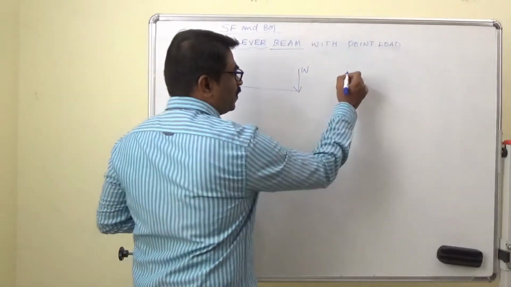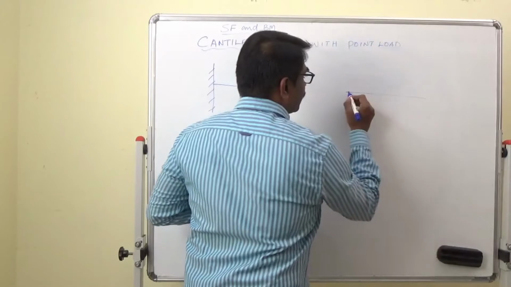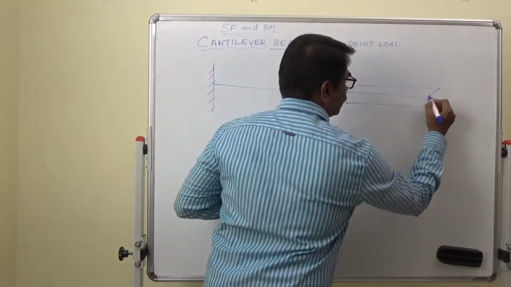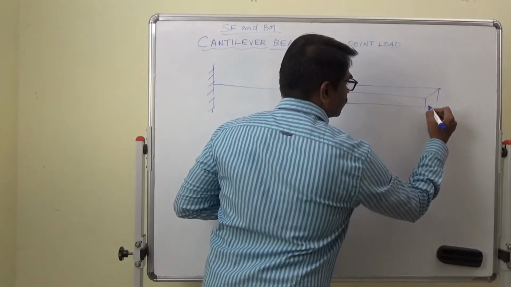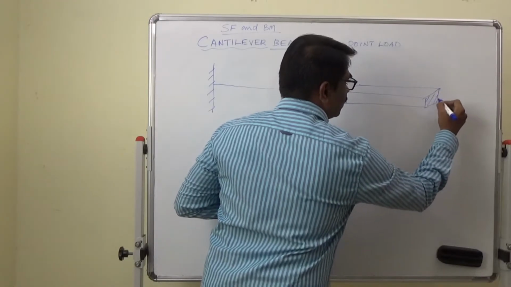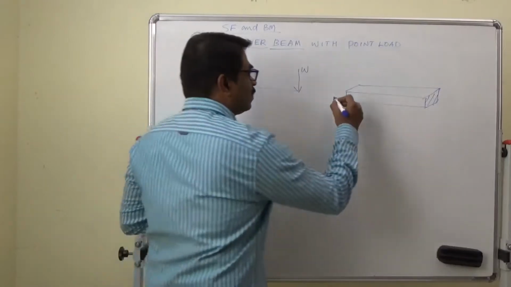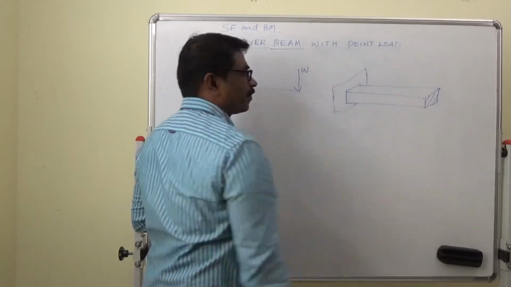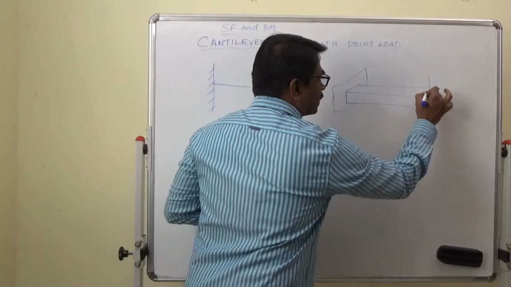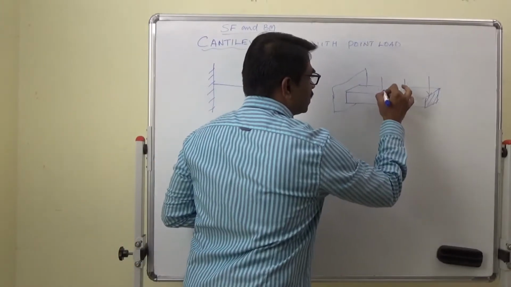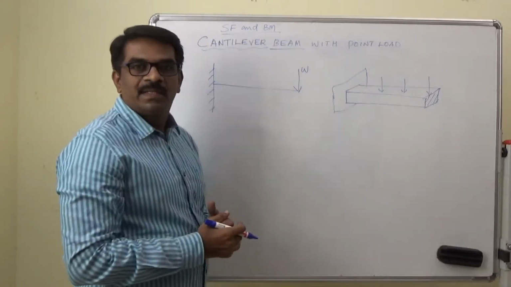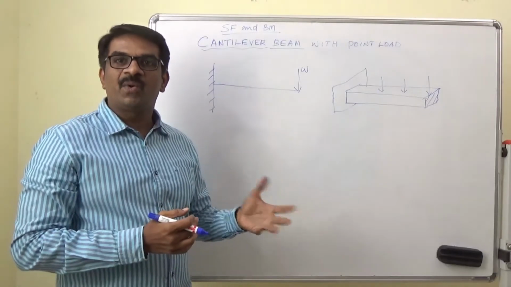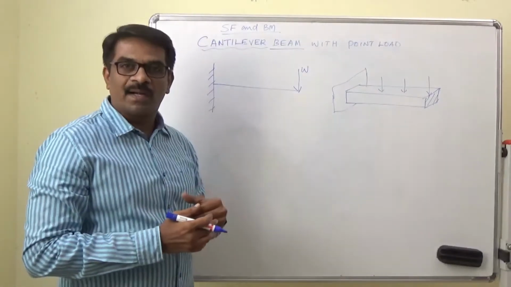But generally if you see a beam, it may have a particular cross section, maybe rectangular, square, circular and so on. One end is fixed. The load will be acting like this: point load, UDL, uniformly distributed load, UVL, uniformly varying load and so on.